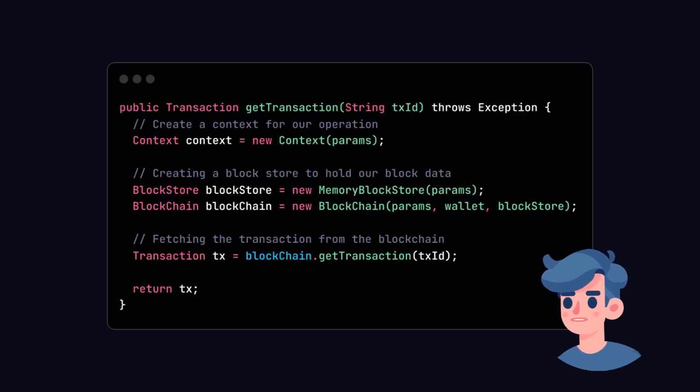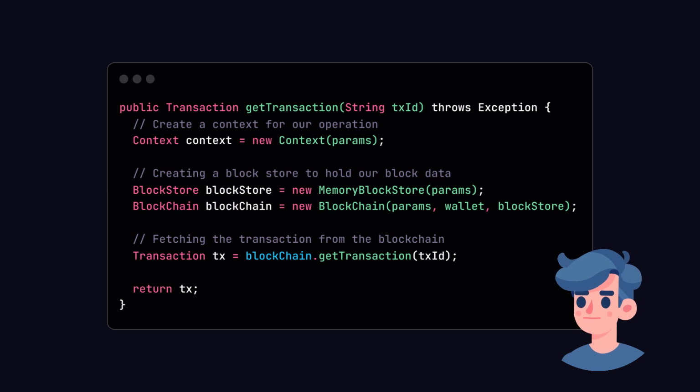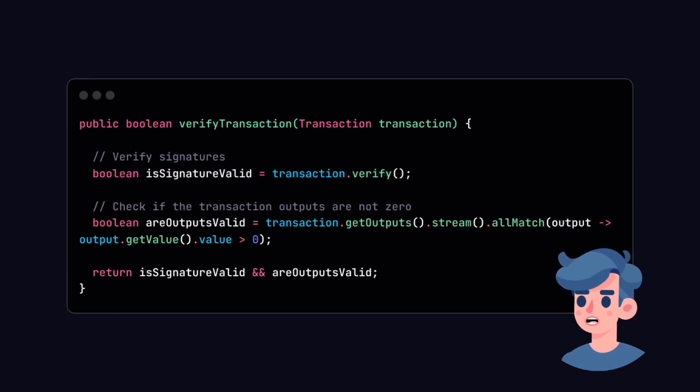Next, we will implement a method to fetch a transaction from the blockchain using its transaction ID. Bitcoinj allows us to query the blockchain seamlessly. Now that we can retrieve transactions, it's time to verify them. We'll create a method called verifyTransaction that checks whether the transaction is valid by verifying its signatures and outputs.